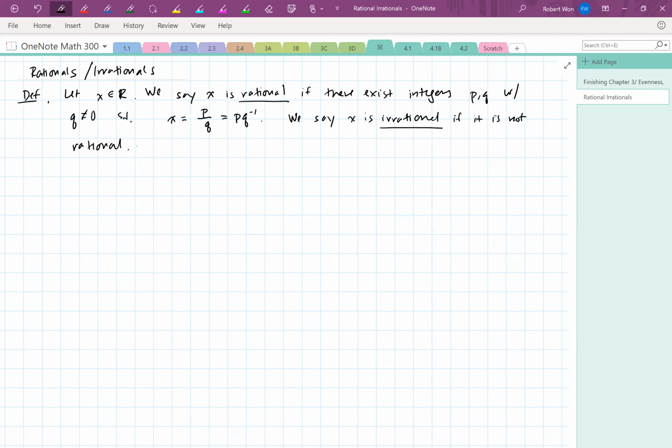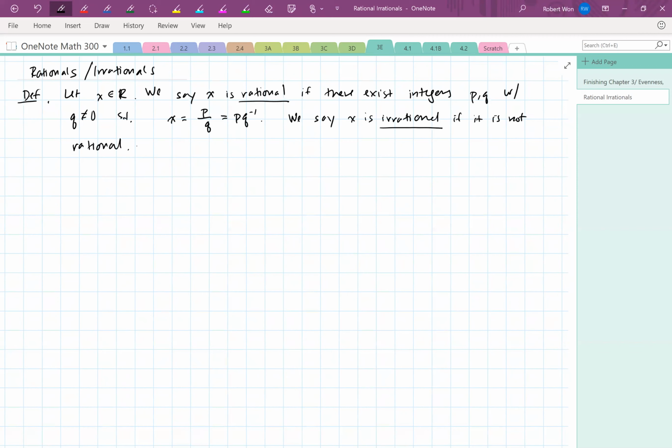And of course, rationals and irrationals are extremely important. I mean, the rationality or irrationality of real numbers is an extremely important concept in mathematics. You'll see this in your future math courses. But whenever you learn the definition of rational and irrational, you should learn maybe the most classic theorem about rationality and irrationality.